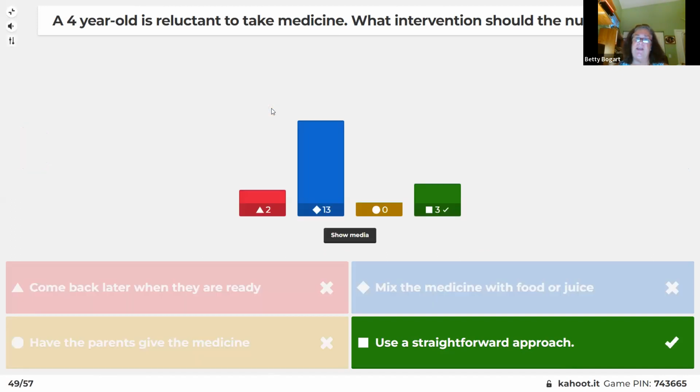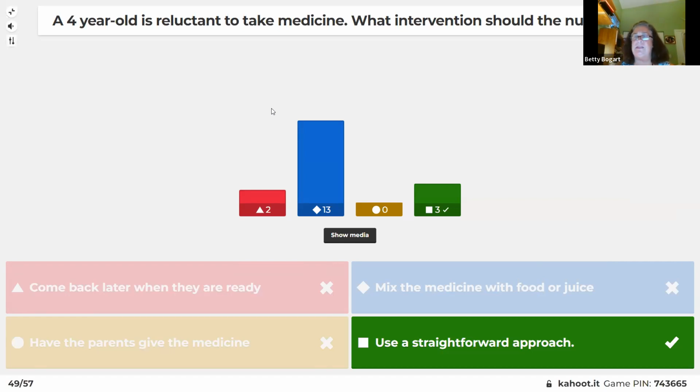And what the book tells us to do is a straightforward approach. You should not ever mix medicine in food, juice, or milk. What if they don't take all the food, juice, or milk? How much did the child get? You don't know. Unless there's a tiny little bit with the food and they take the whole spoon. It's the only time. But the straightforward approach, what does that mean?